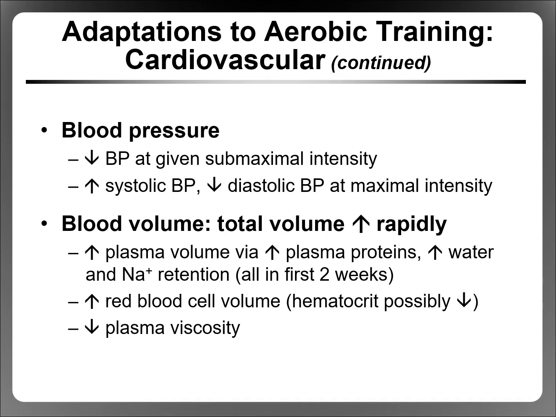Also, looking specifically at our blood volume, our total blood volume can increase much more rapidly with training and make better adjustments. This is because our increases in plasma volume are also going to increase our plasma proteins and our water and sodium retention, especially in the first 2 weeks. This will go away as our red blood cell volume and our hematocrit learn to compensate, and we'll see a decrease in our plasma viscosity. So we can use the blood much more efficiently; it's less viscous and can get to things more easily.